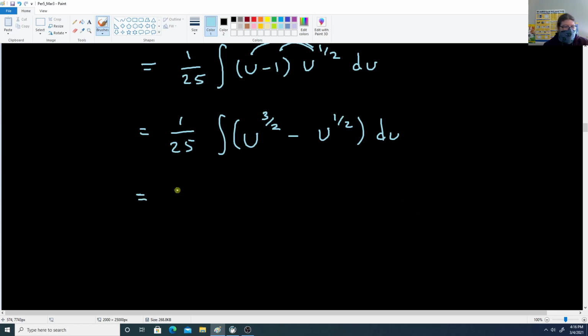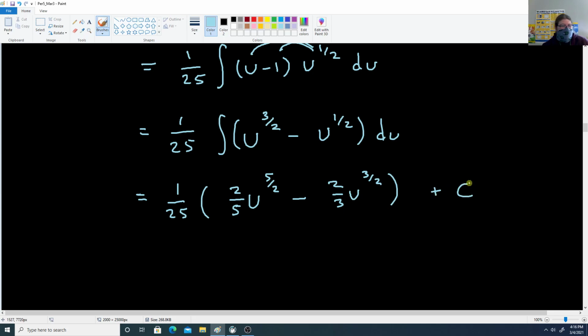We're ready to calculate this indefinite integral. So we say, okay, if I add 1 to 3 halves, I get 5 halves. So that's u to the 5 halves. I'm going to need a 2/5 out front of the 5 halves so that whenever I take the derivative, it cancels out correctly. Then I get a minus u to the 1 half. That becomes u to the 3 halves. When you add 1 to 1 half, you get 3 halves. So that needs a 2/3 out front. And then that needs a plus c.